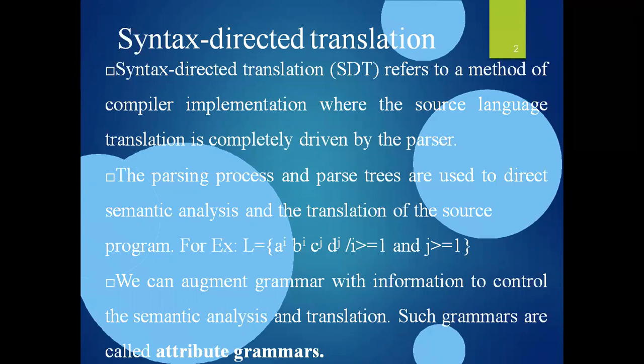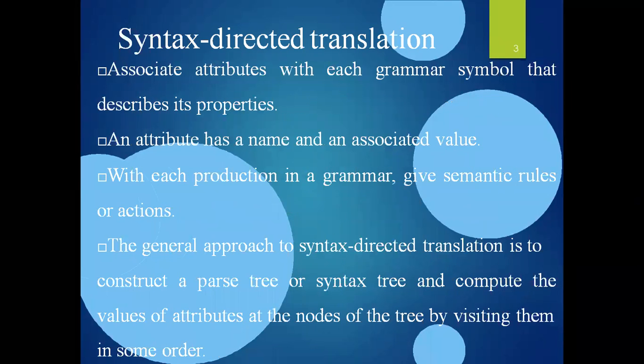And also we are using an augmented grammar here. With the information of the augmented grammar, we are controlling the semantic analysis and the translations. Such a type of augmented grammar we call an attribute grammar. The name attribute plays a major role in syntax-directed translation. Make a note of this. And then we associate attributes with each grammar symbol that describe its properties.